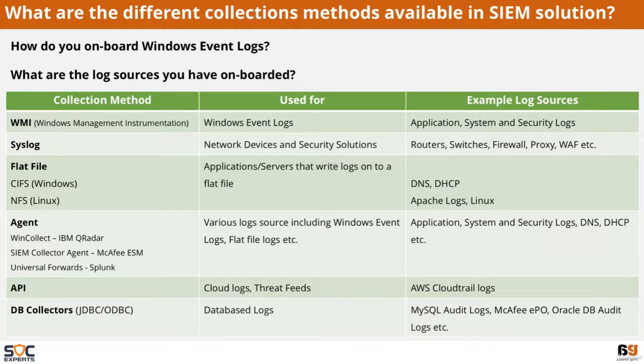Then comes the API-based collection method. Usually cloud logs and threat feeds are onboarded using the API method. For example, AWS CloudTrail logs. And we have DB collectors like JDBC and ODBC. Obviously, these are used to collect database logs. For example, MySQL audit logs, McAfee ePO, Oracle DB audit logs, etc.